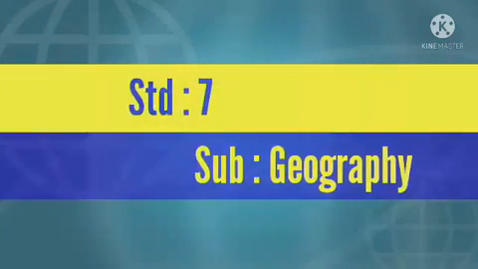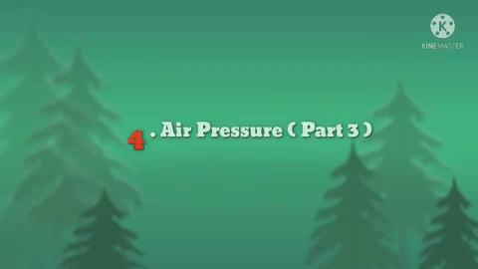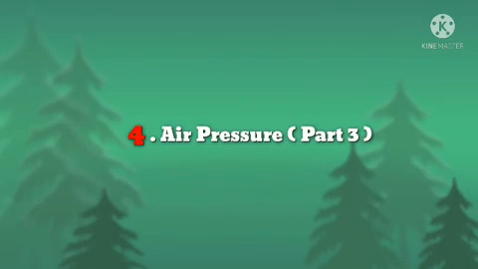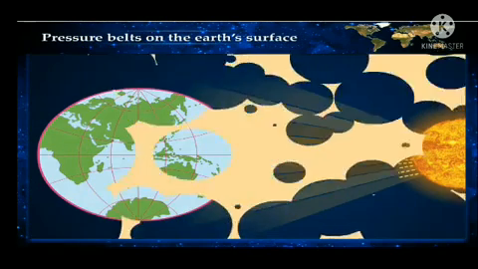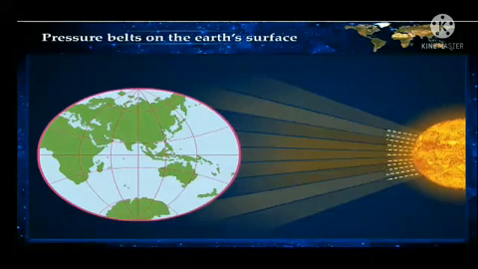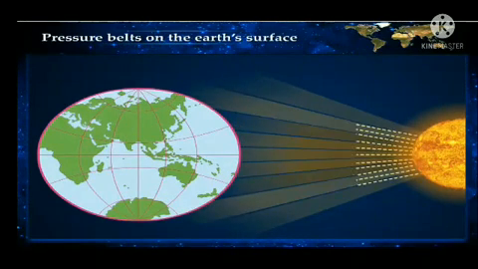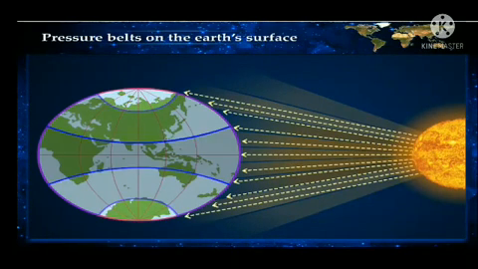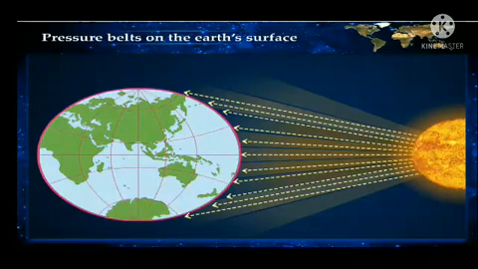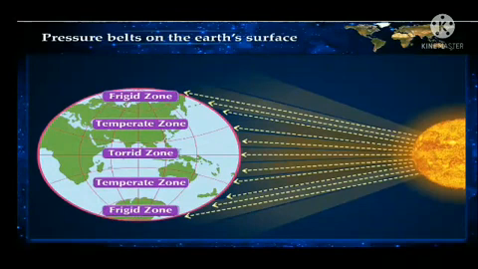Standard 7, Subject: Geography. Lesson number 4: Air Pressure, Part 3: Pressure belts on the Earth's surface. The heat received from the sun is uneven in different regions, hence the distribution of temperature is uneven from the equator to the poles. As a result, the temperature zones are created. We have studied this in the previous class.